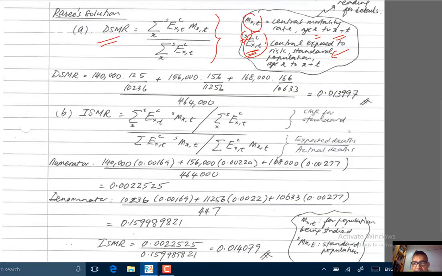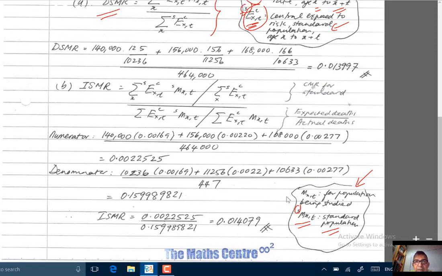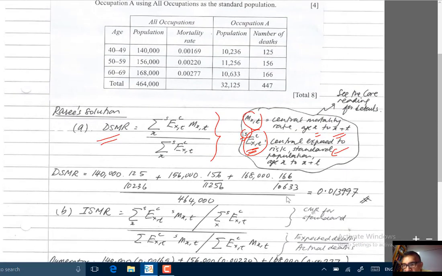Just a couple of remarks here. Make sure you know the notation really well. This central exposed to risk here has an S, which means that we are talking about the central exposed to risk for standard populations. Without the S, it is just for the population being studied. Now let's get back to the problem. By way of definition, DSMR is written like this. It is the weighted average of the central mortality rates using your central exposed to risk for standard populations. Now let's work this out using the data given.